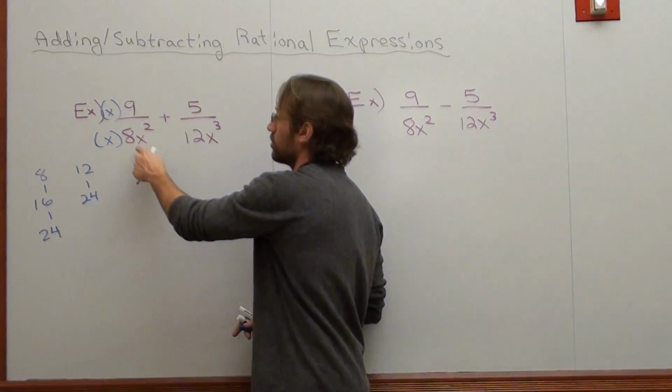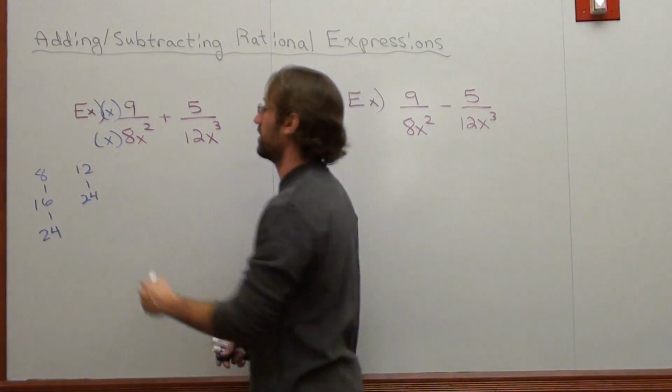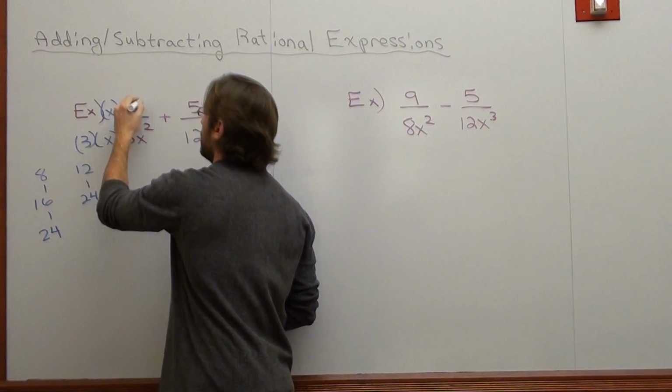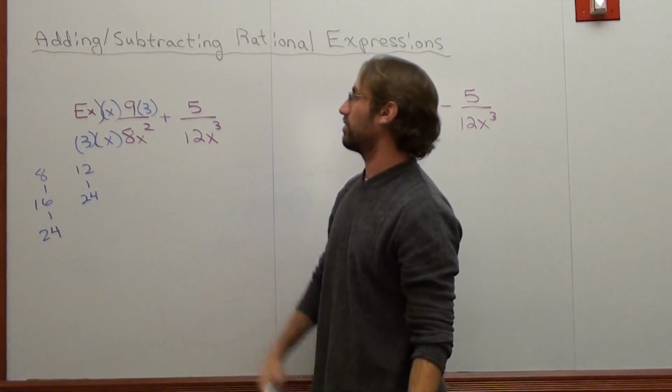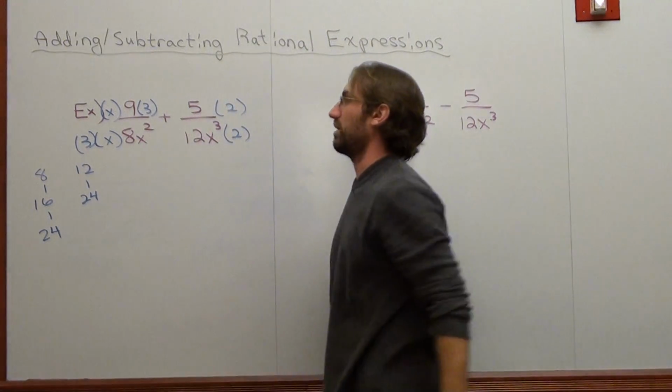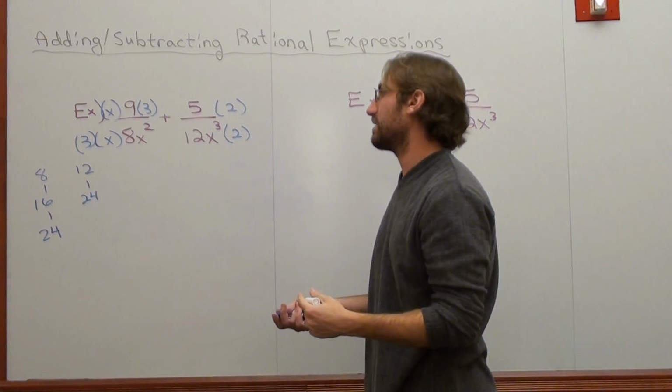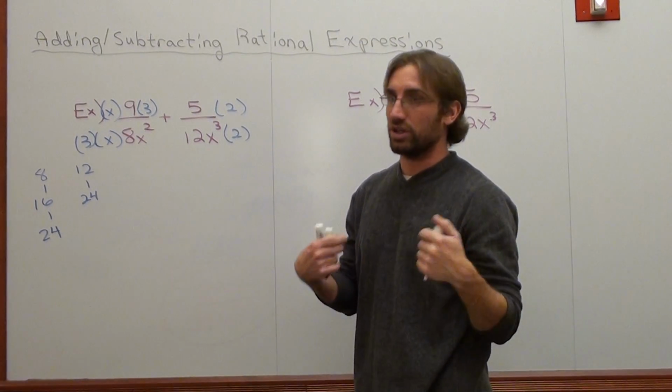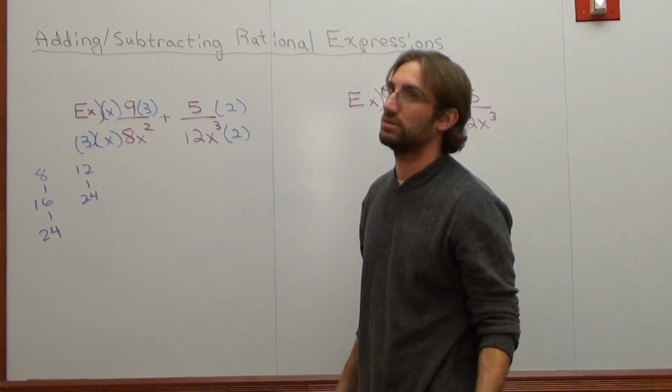Okay, well how do I get a 24 on 8? I multiply it by 3. How do I get a 24 on 12? I multiply it by 2. That's actually what I would do to do it. A lot simpler. If your mental math is good, you can do it. If it's not, that's a problem.